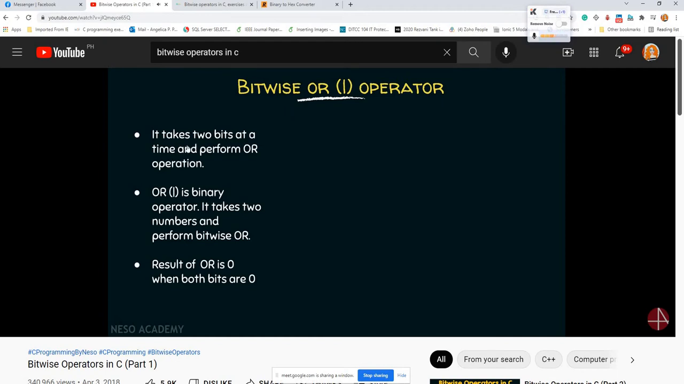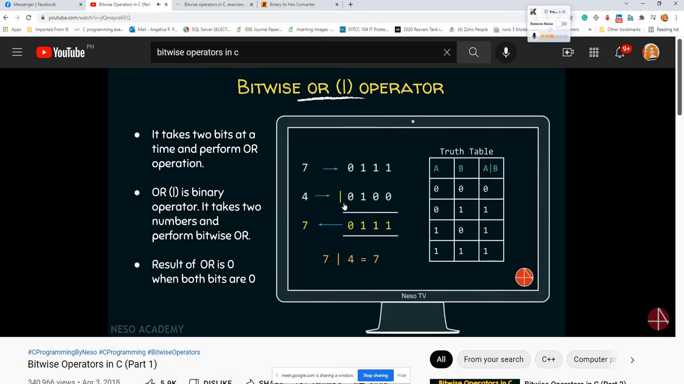Let's try to understand the concept of bitwise OR operator as well. It takes 2 bits at a time and performs OR operation. OR is a binary operator. It takes 2 numbers and performs bitwise OR. Let's consider one example. Here in this example, what will the bitwise OR operator do?